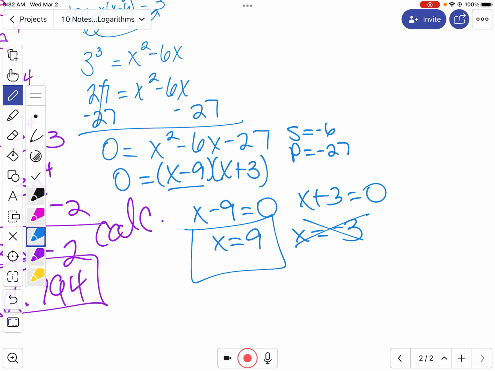Okay, so condensing is used whenever you have multiple logs in your equation. You want to condense it into one so that way you can solve your log equation.